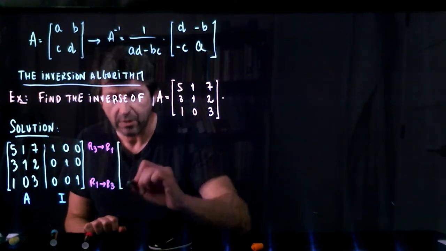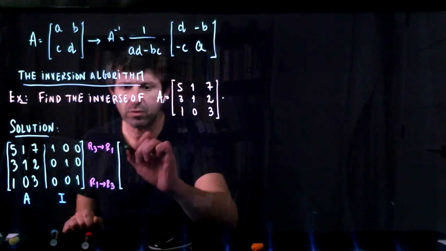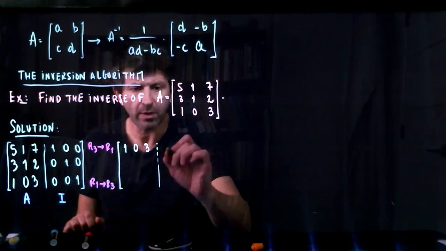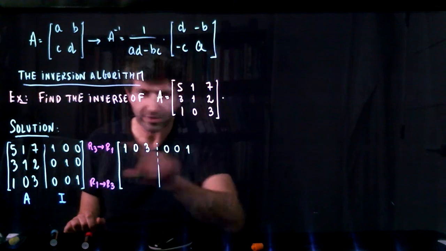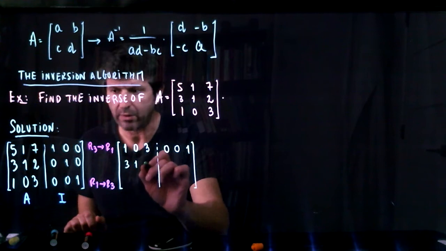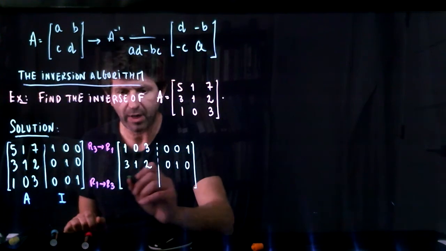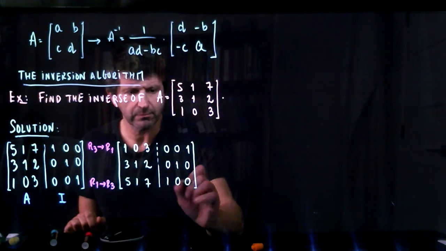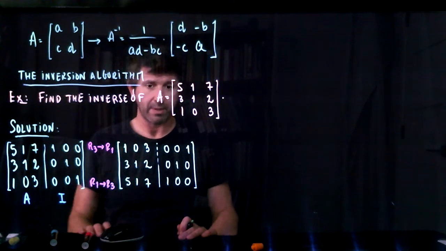Let's do it together. The third row now goes in row 1, so 1, 0, 3, and 0, 0, 1. Whatever I do on the left, I do on the right, everything. It's just like one matrix. Second row did not change: 3, 1, 2, 0, 1, 0. And the first row now becomes row 3: 5, 1, 7, 1, 0, 0. This is my first step.